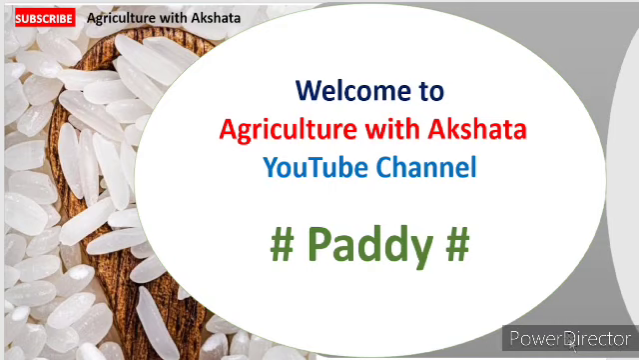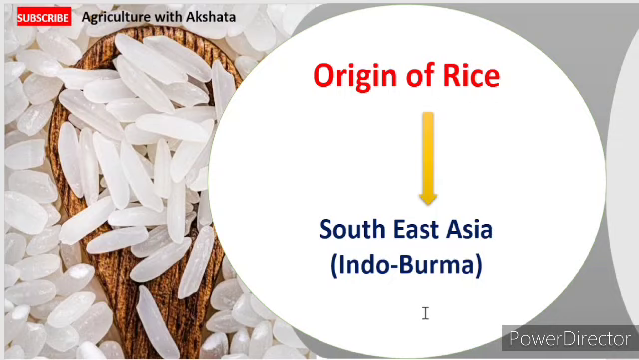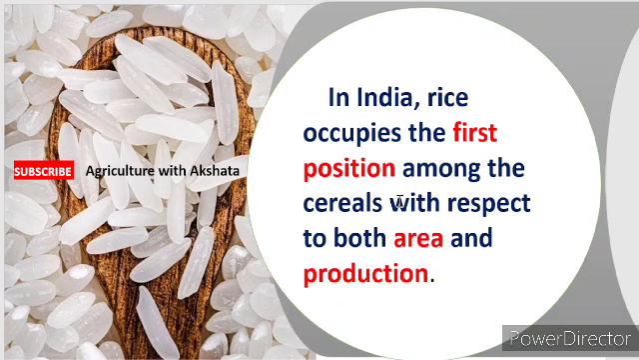The scientific name of rice is Oryza sativa and the chromosome number is 2n equals 24. The origin of rice is Southeast Asia or the Indo-Burma region. Rice is a highly self-pollinated crop, which is a short-day plant. For rice cultivation, it requires hot and humid climatic conditions. In India, rice occupies the first position among the cereals with respect to both area and production.